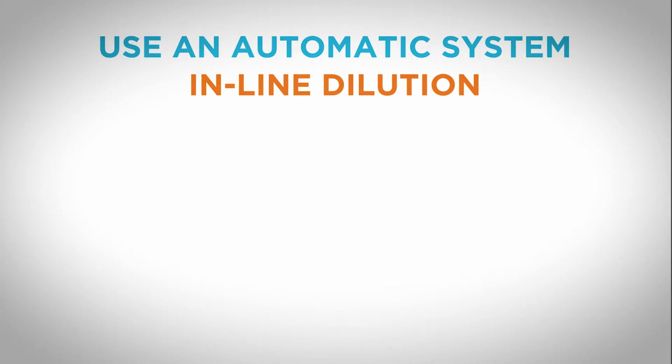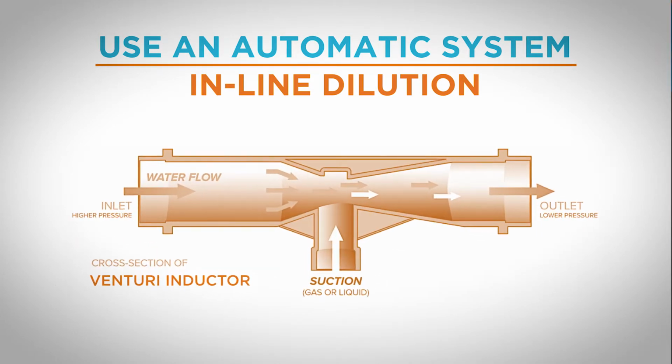The best way of preparing, as opposed to manual, is to use an automatic system. The best way to do that is by using an inline dilution system. Inline dilution systems typically are a small assembly in the piping that is called a Venturi adductor. A Venturi adductor, as you can see from the diagram, consists of a flow of pipe that has a converging section and then a diverging section.